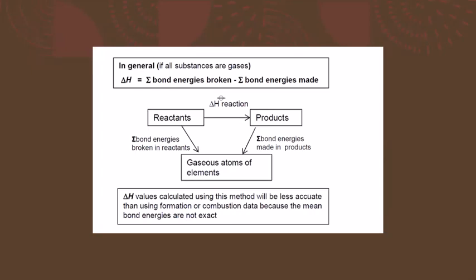So how can we work out the enthalpy change for a reaction using bond energies? In the question you will have reactant and product. If the bond energies are given, what do you add? You add the gaseous atoms. The reactant might form the gaseous atoms, or the product might form those gaseous atoms.